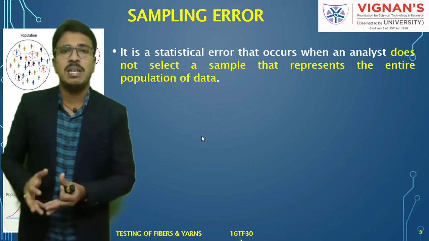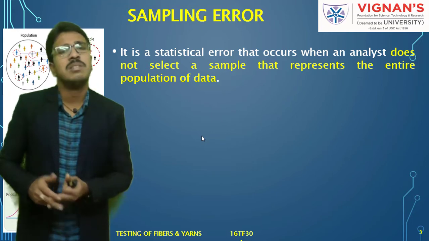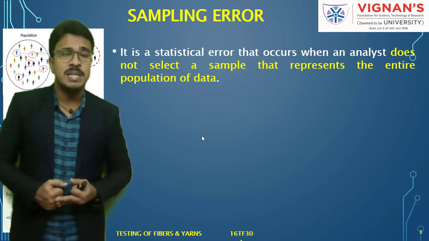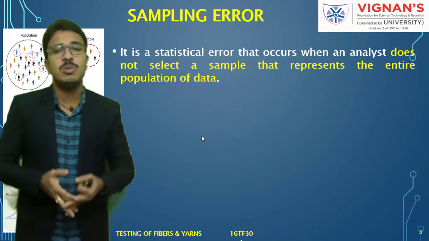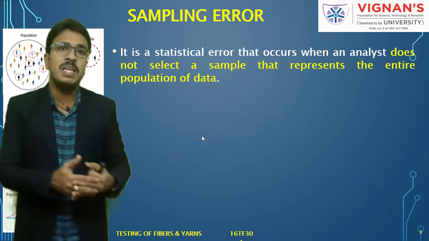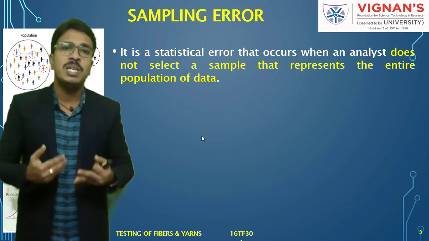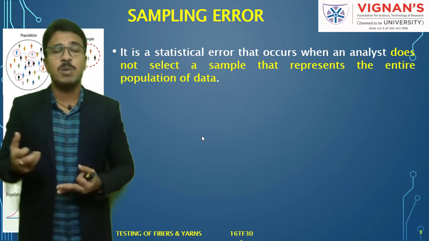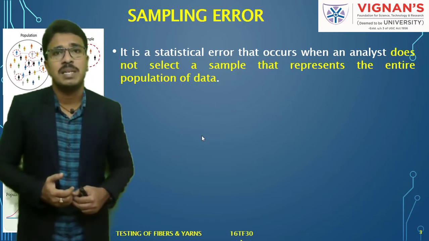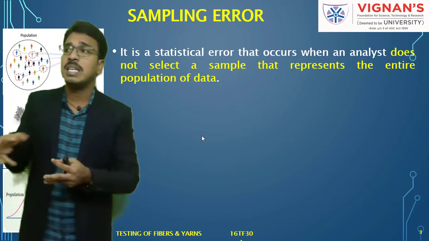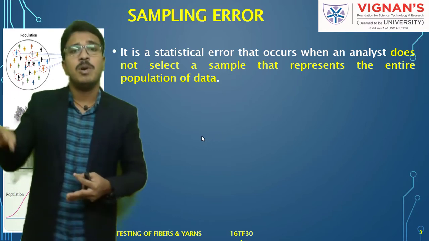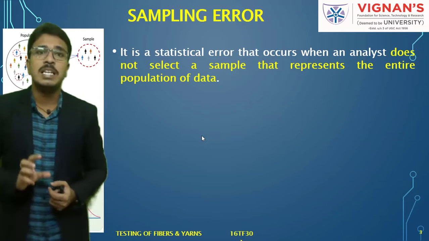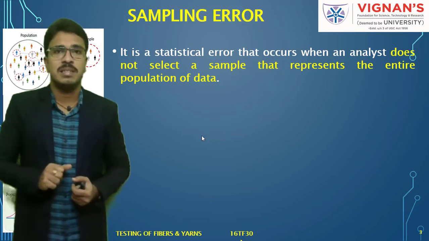When it comes to error, it means chances of getting mistakes. Now if you relate these two words together, sampling error, it means: while doing sampling, what kind of probable mistakes are happening which will affect the results for the entire population. That is called sampling error.